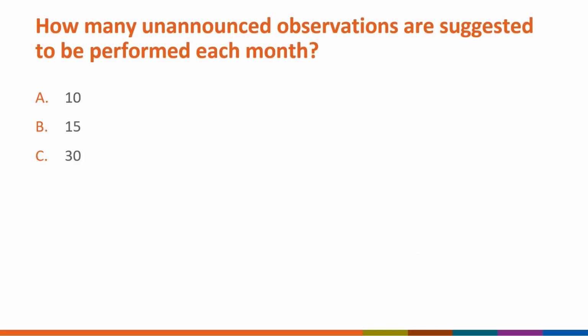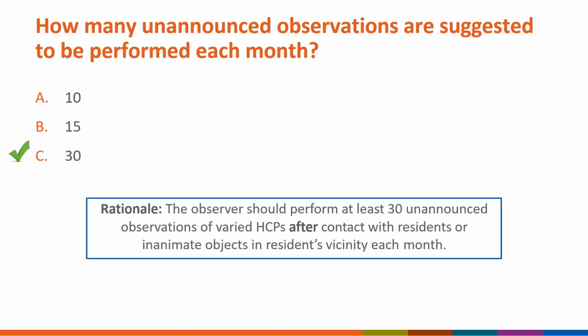So for a quick example of a knowledge check, I would like to ask, how many unannounced observations are suggested to be performed each month? A, 10, B, 15, or C, 30? The correct answer is C. And the reason is the observer should perform at least 30 unannounced observations of varied healthcare personnel after contact with residents or inanimate objects in residents' vicinity each month.